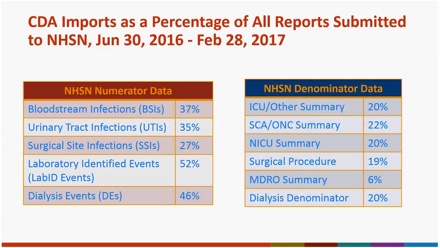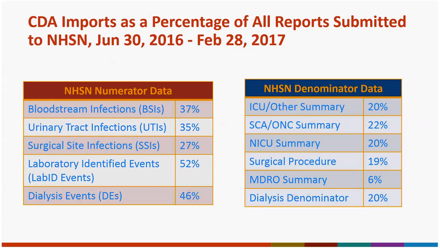So we've been at the whole business of importing CDA data into NHSN since 2009, and we continue to make great strides in terms of the amount of data that's arriving via CDA, and just wanted to highlight some of the metrics there. On the numerator front, you can see on the left-hand side of this slide that 37% of the bloodstream infection reports are arriving via CDA into NHSN, and most of the numerator data that are arriving via CDA are for laboratory identified events.